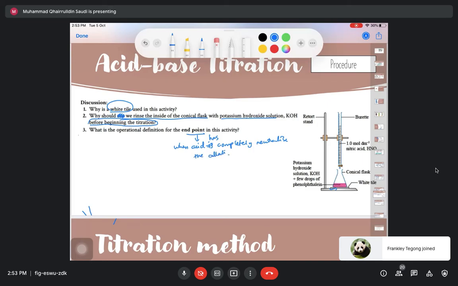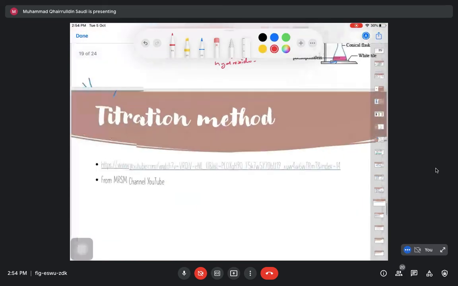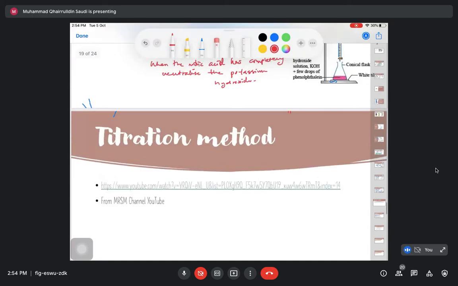So when they ask for the operational definition for this activity, meaning you have to be specific of our acid and alkali. So the answer should be when the nitric acid has completely neutralized the potassium hydroxide. Good, potassium hydroxide. So that is the meaning of endpoint. Good job. So let's take a look at a video for this acid-base titration.